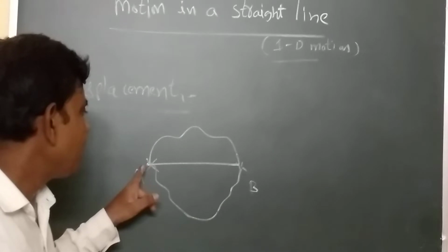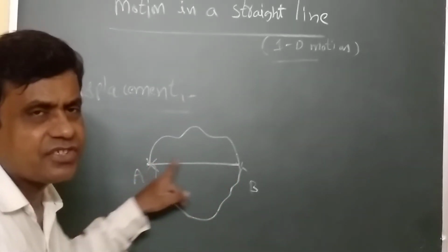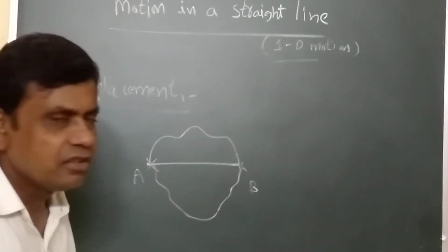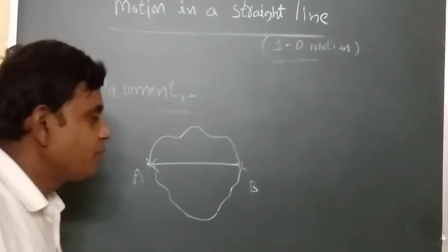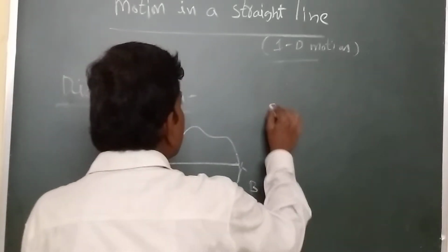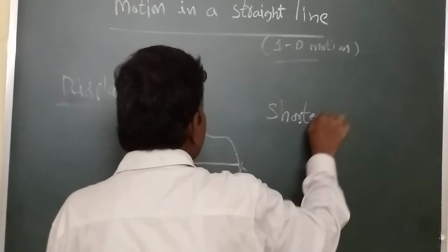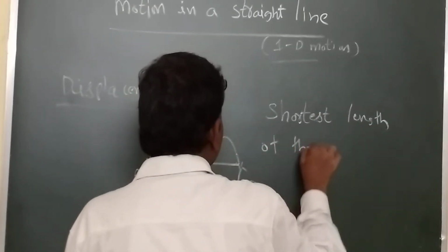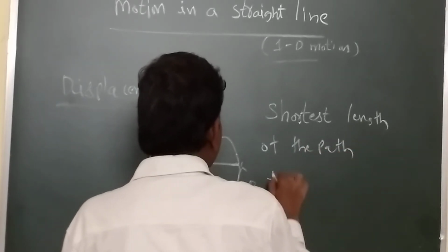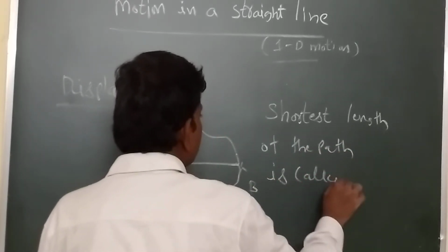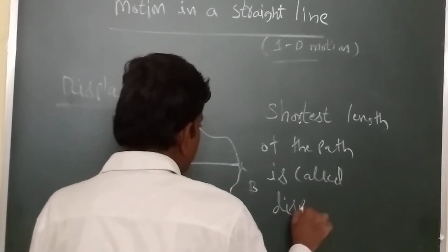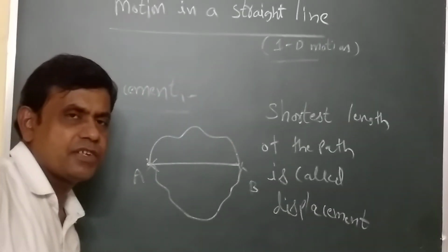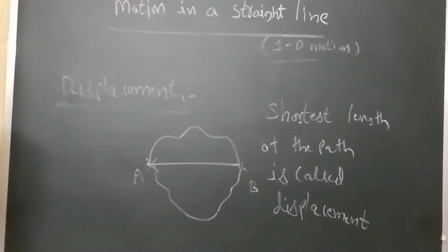So the line segment joining the two points with a straight line, simply the shortest path, is a straight line. That is called displacement. What is displacement? The shortest length of the path is called displacement. So this is the shortest displacement; the shortest length of the path is called displacement.